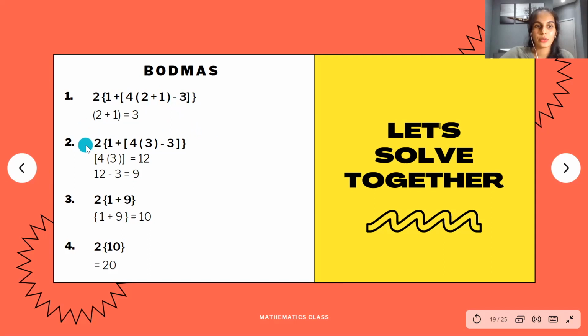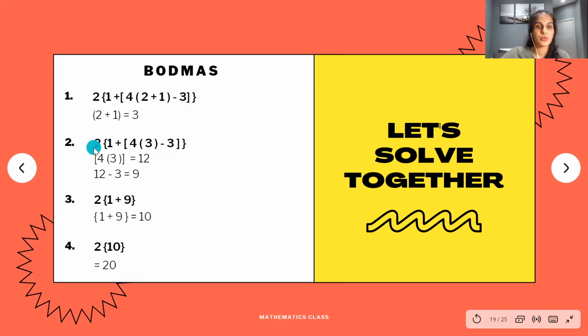Now, this is what our equation will look like. So we move on to the next level, which is solving the square brackets. So here we have 4 multiplied by 3, which equals 12. So next we have 12 minus 3, which is equal to 9.